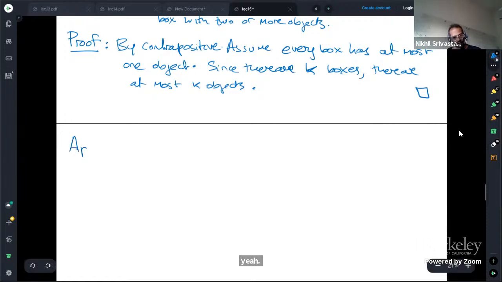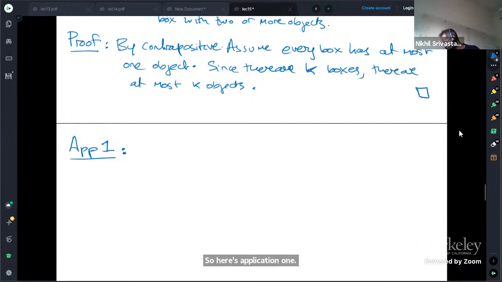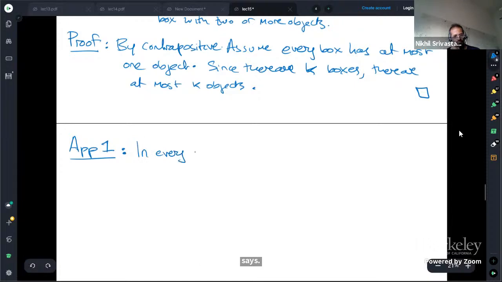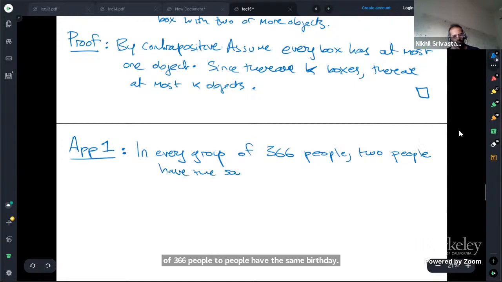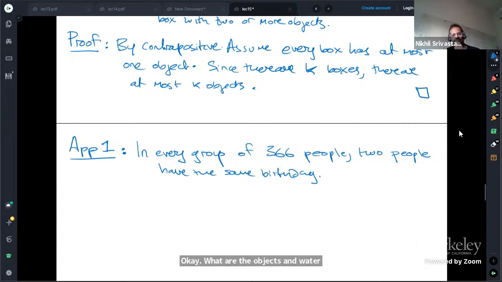So here's application 1. It says, in every group of 366 people, 2 people have the same birthday. Okay, what are the objects and what are the boxes in this to get this from the pigeonhole principle?